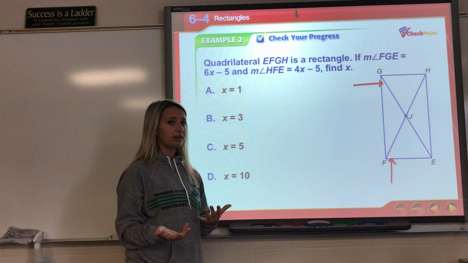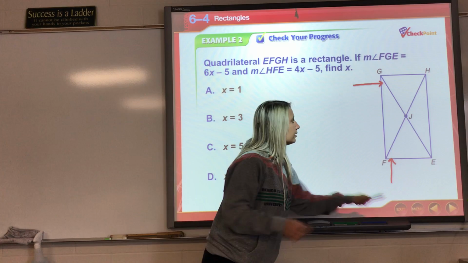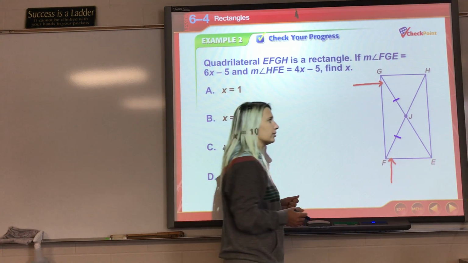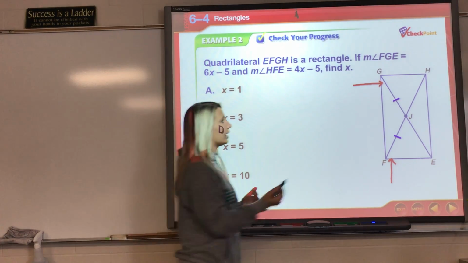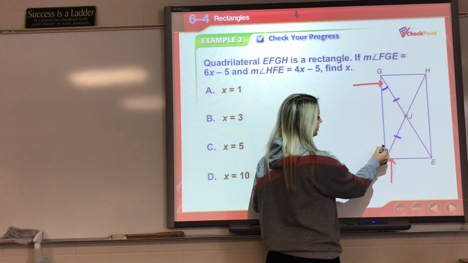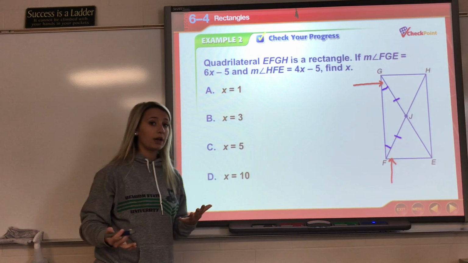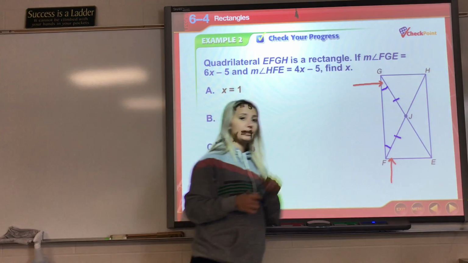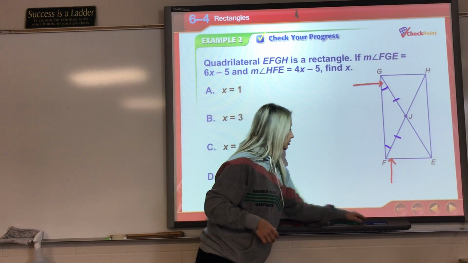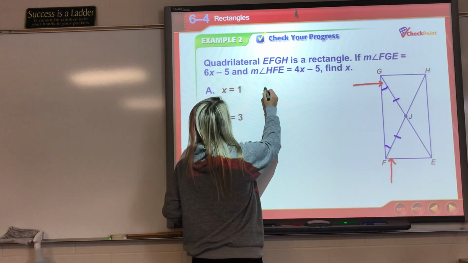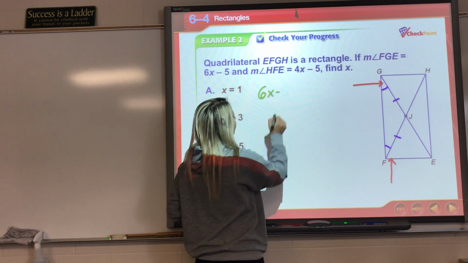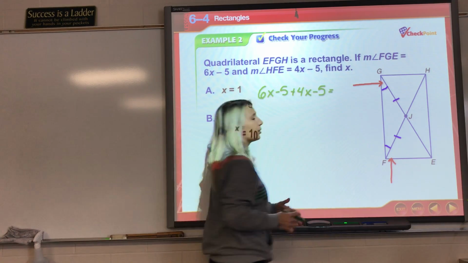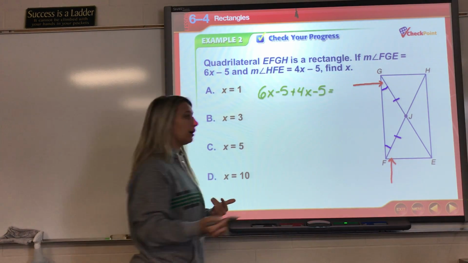Now knowing that this is a parallelogram and a rectangle, right, we can say that this GJ is congruent to JF, which then makes that an isosceles triangle. So this little angle is going to be congruent to that little angle. So again, we can take this expression that they gave us for this angle plus that expression, set it equal to 90. So let's do that quick. So we have 6x minus 5 plus 4x minus 5. And remember, we're setting that equal to 90 because it's a right angle.